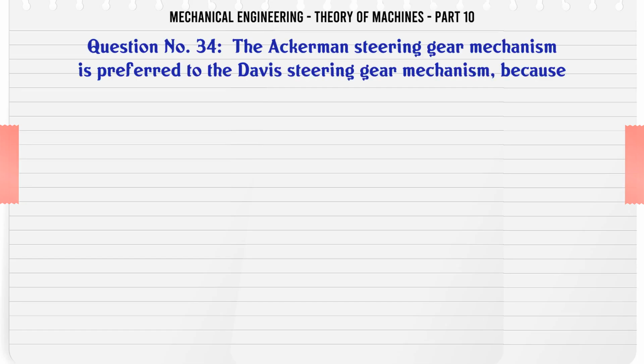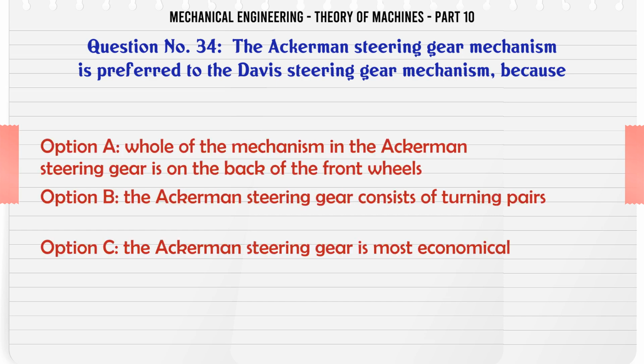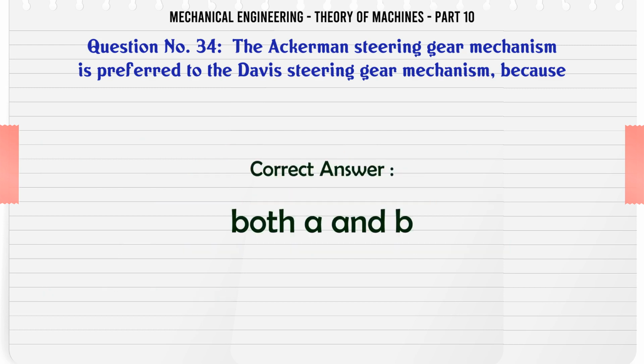The Ackerman steering gear mechanism is preferred to the Davis steering gear mechanism because: A. Whole of the mechanism in the Ackerman steering gear is on the back of the front wheels. B. The Ackerman steering gear consists of turning pairs. C. The Ackerman steering gear is most economical. D. Both A and B. The correct answer is both A and B.